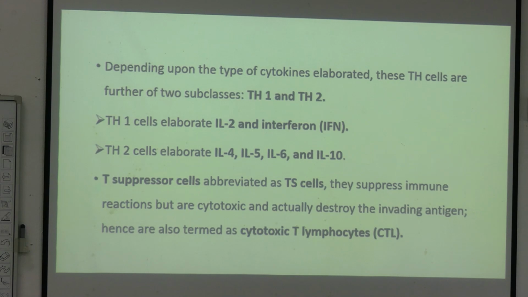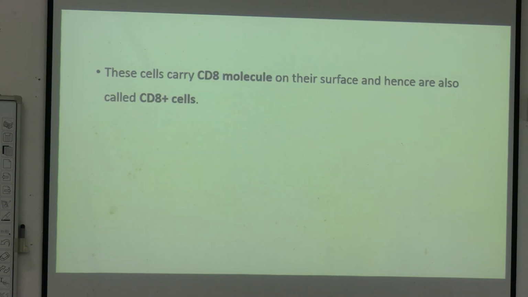T suppressor cells, called TS cells, suppress immune reaction but are cytotoxic and actually destroy the invading antigen. That's why they are called cytotoxic T lymphocytes or CTL. These cells carry CD8 molecules on their surface, that's why they are called CD8 plus cells.